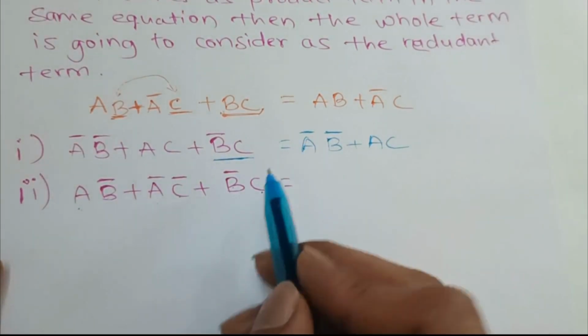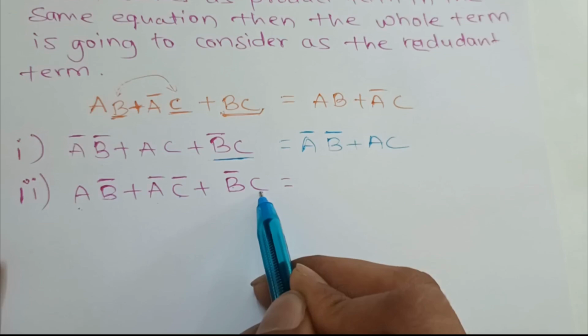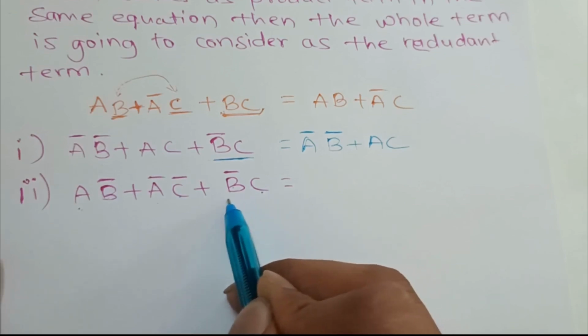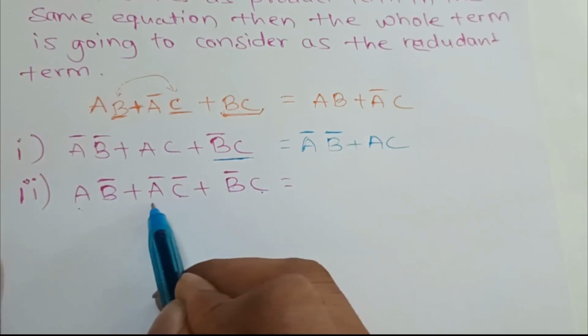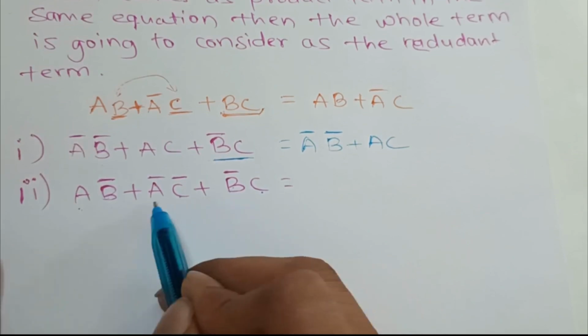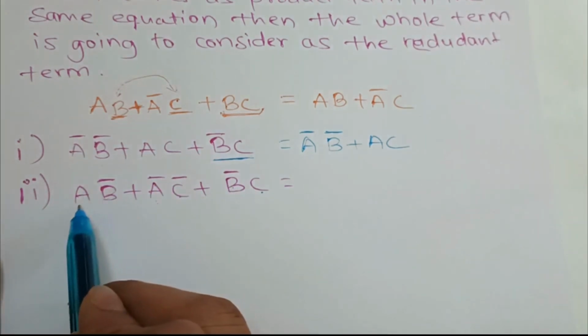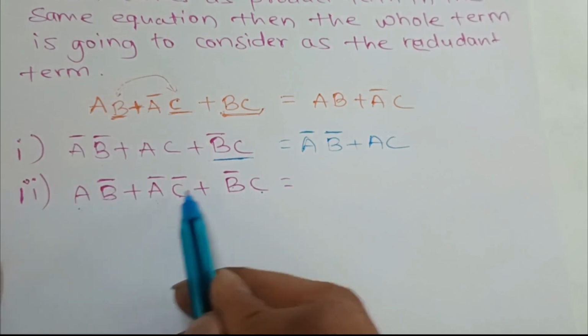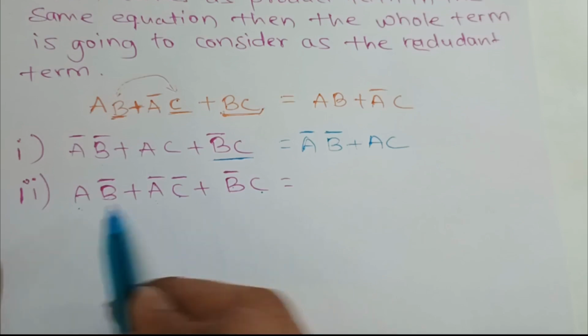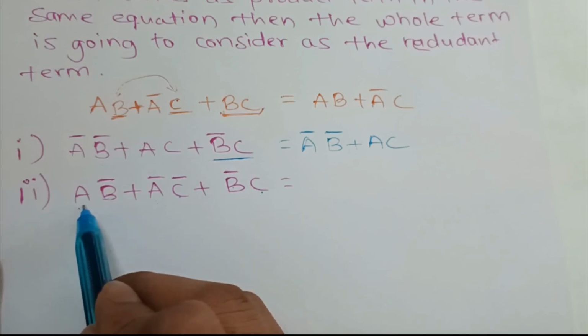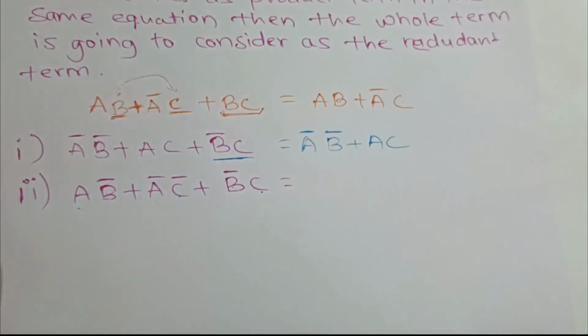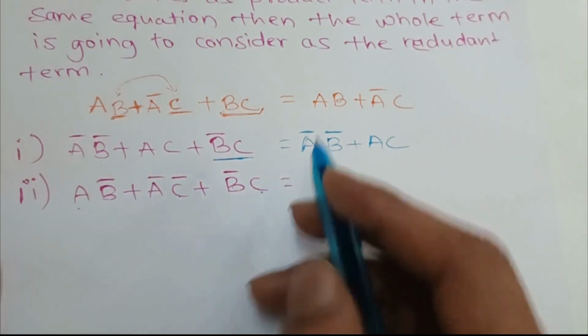So next check for C. C is there. Along with that C, which variable is present? B bar. Along with C bar, which variable is there? A bar. So we'll see whether the product of these is present or not, meaning whether A bar B bar is there in the whole equation or not. A is there, B bar is there. So we were expecting A bar B bar, but there is no A bar B bar. There is A B bar present. So there is no redundancy theorem applicable.